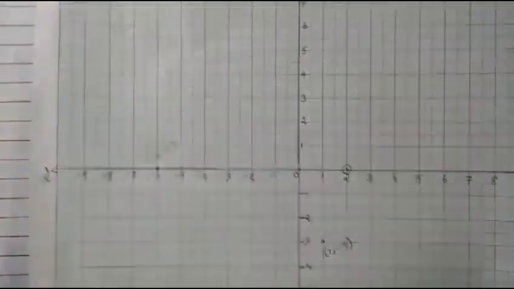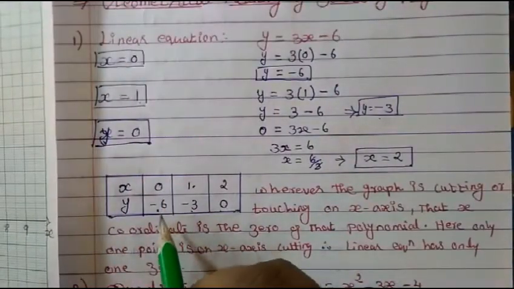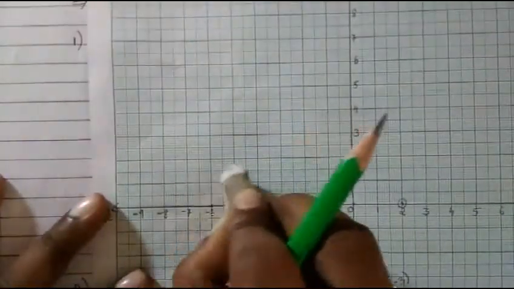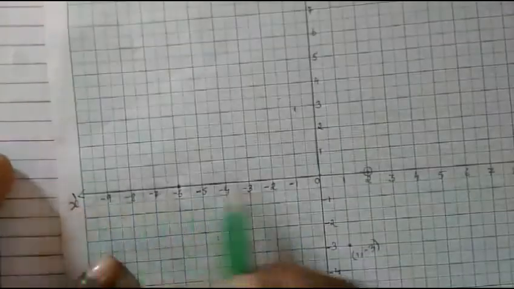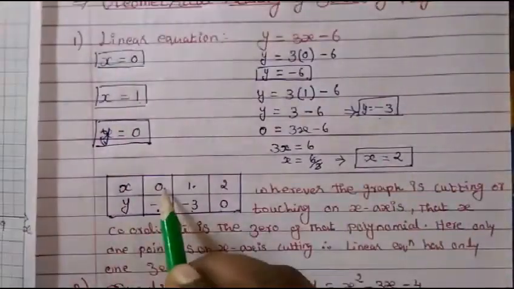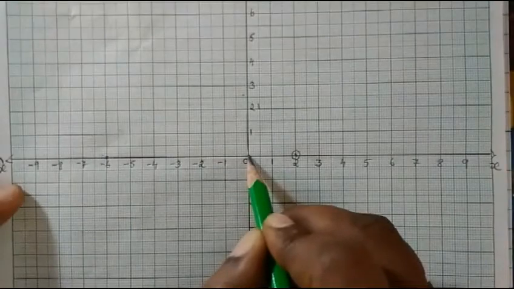just one correction here. This is 0, minus 6. So x is 0, y is minus 6. So we made a mistake in the first point. This is not the one because this is the x-axis. This is all x-axis and this is the y-axis. So x is 0, y is minus 6.